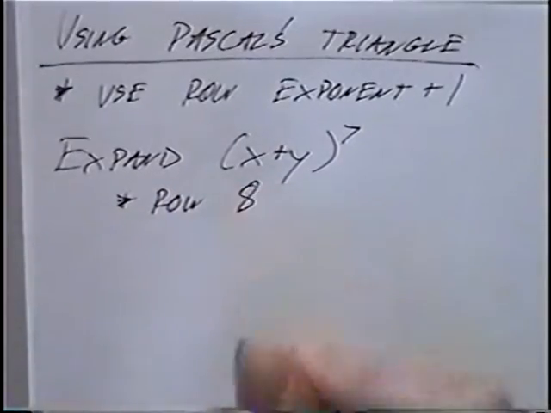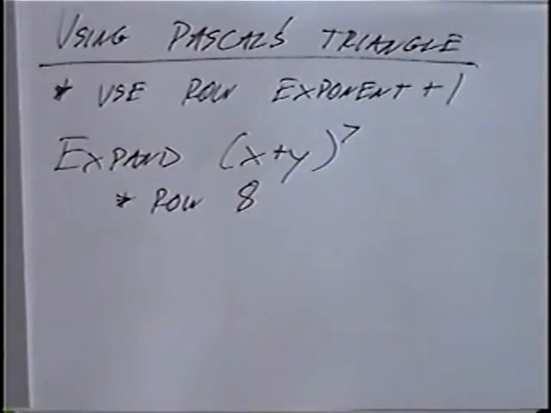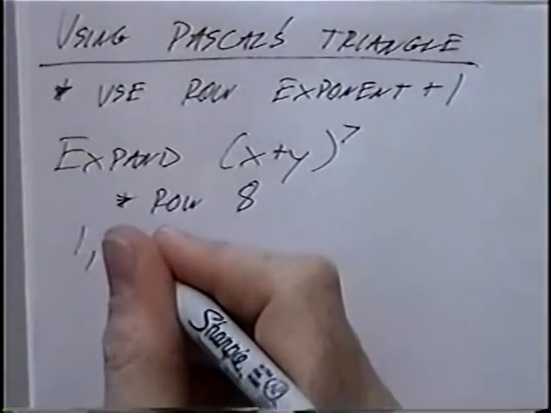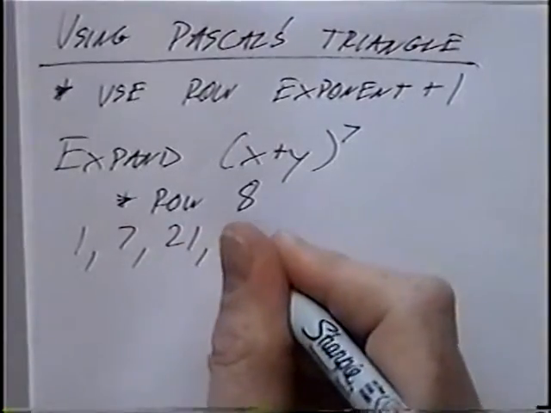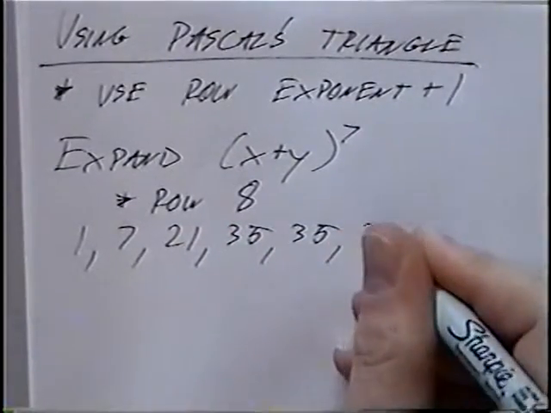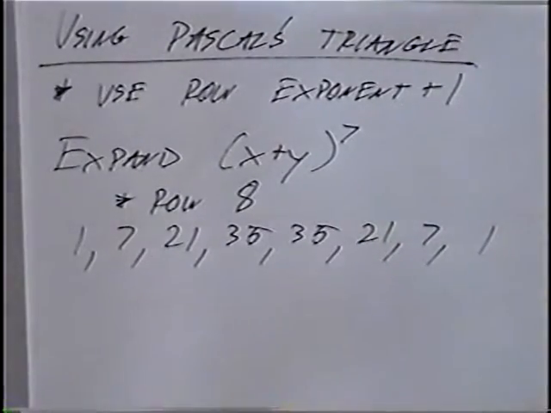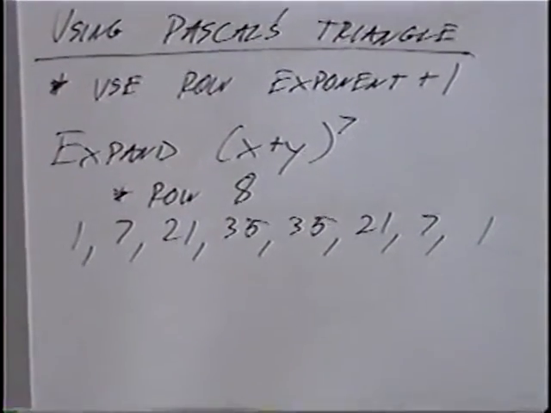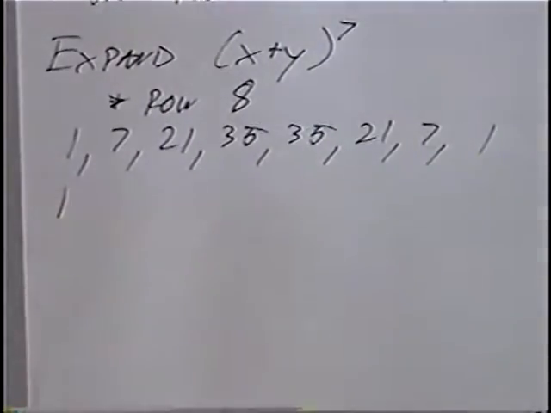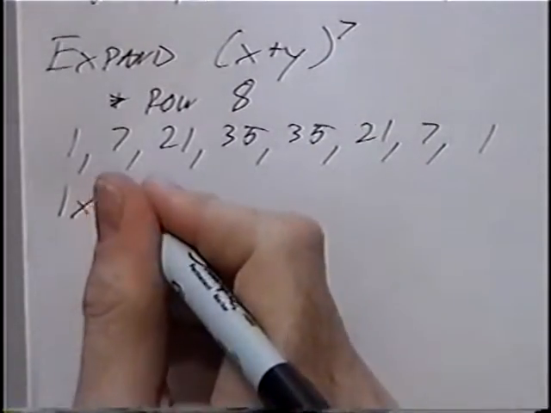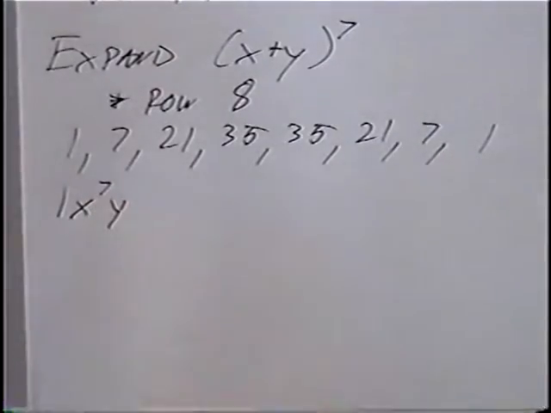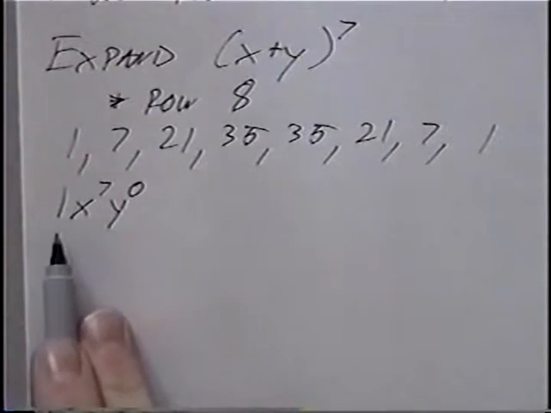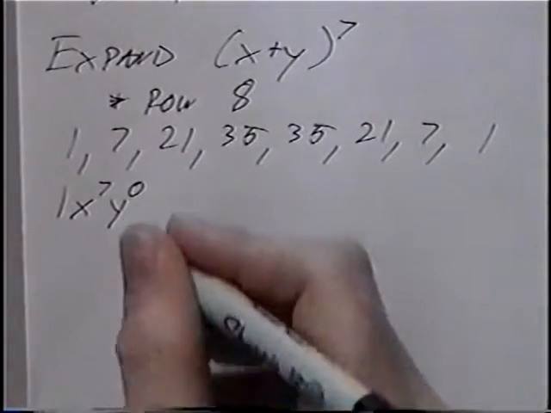Looking back at Pascal's triangle, row 8, if we write just the numbers down with commas, it would be 1, 7, 21, 35, 35, 21, 7, and 1. To get the answer for the expansion of x plus y to the 7th power, we'll take the first number, which is 1, followed by the first variable, which is x. The exponent will be the exponent originally in the question, which is x to the 7th, followed by y. The second variable will always start with a 0 exponent. And this will be our first term in the sequence, 1, x to the 7th, y to the 0.